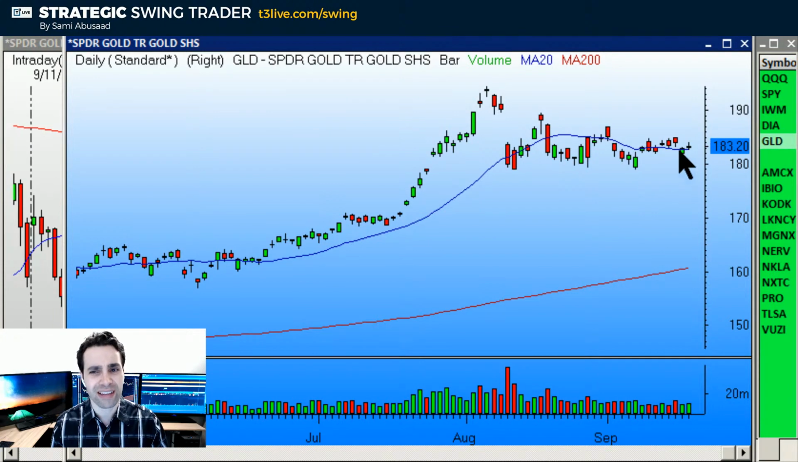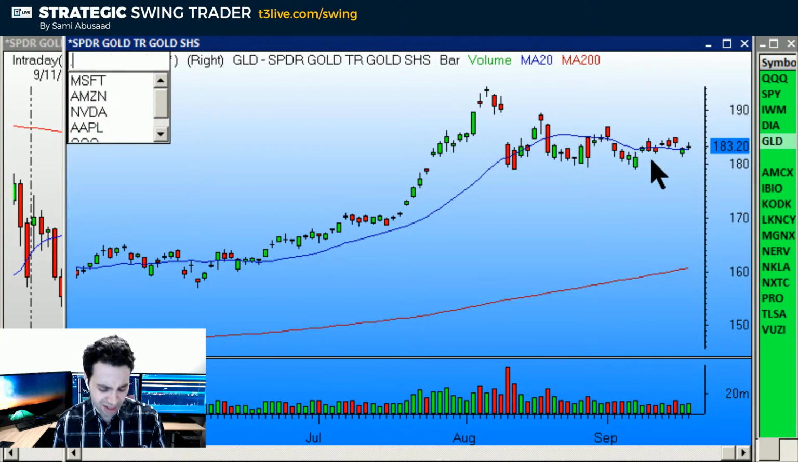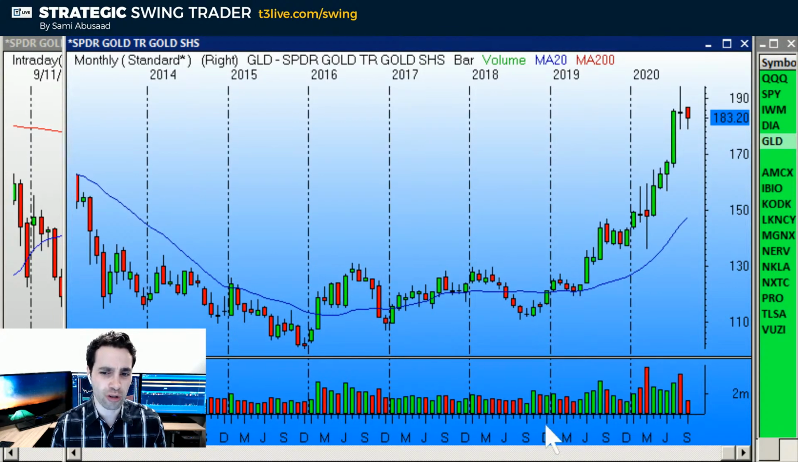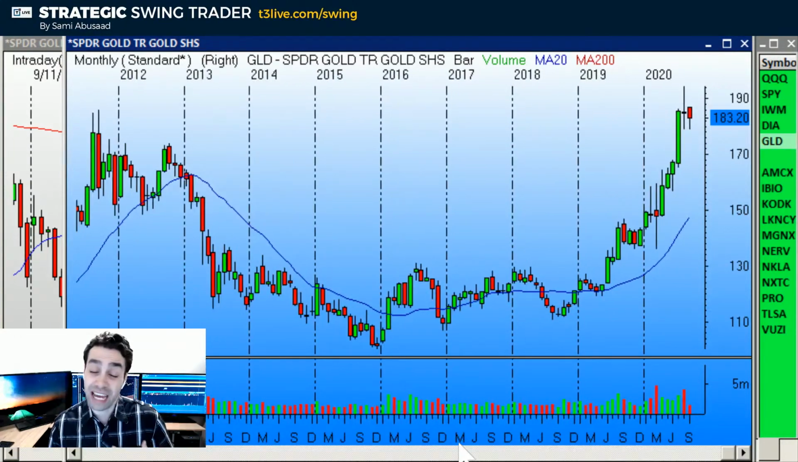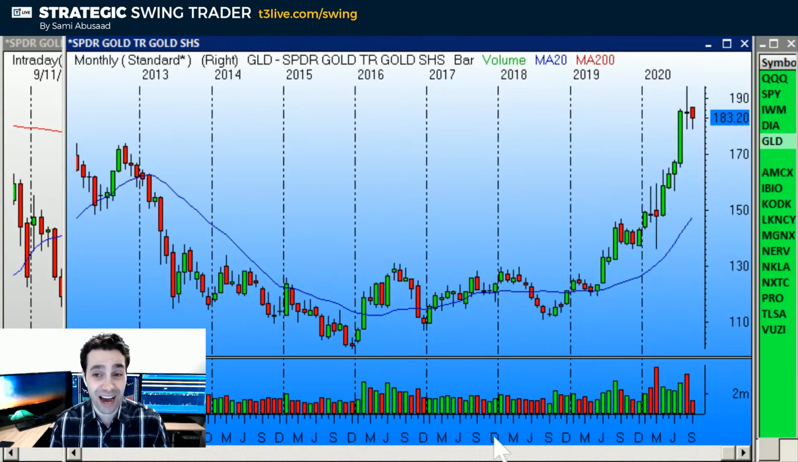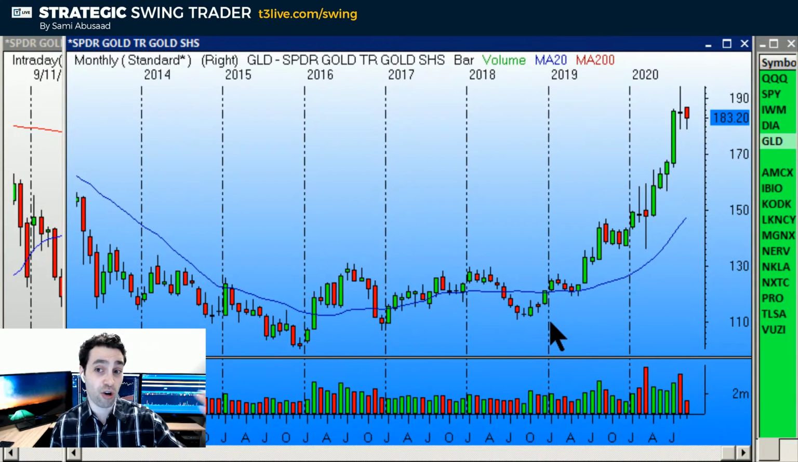Now, having said that, it may pop, but I don't think this is a good idea to be buying gold after such a big move up. But again, I'm not gonna talk you out of it. I do think gold is holding up really well, and it's probably gonna go higher still.